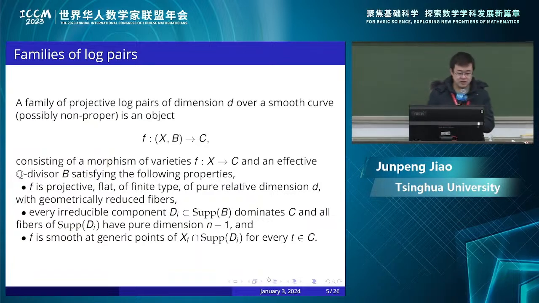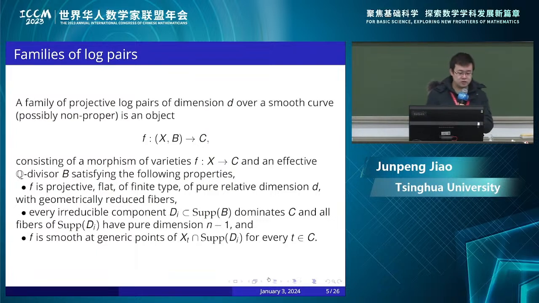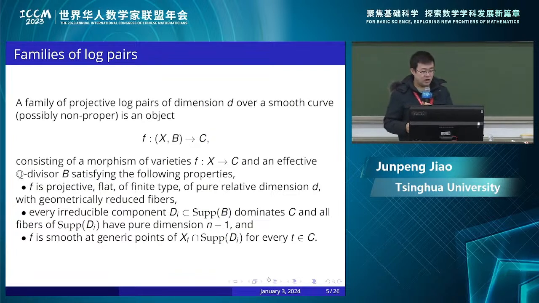The first condition is about X. It says f has to be projective, flat, of finite type, pure dimensional, with geometrically reduced fibers. The second and third are about the boundary B. The second says that every irreducible component of B should dominate C, and all fibers of B have pure dimension n-1.